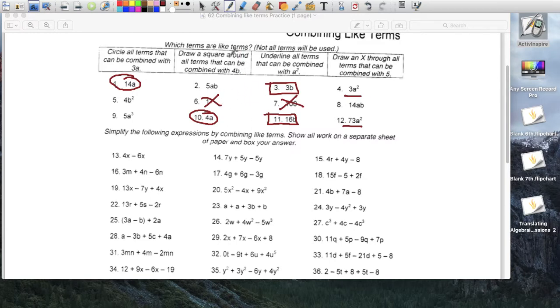Okay, that's easy. So this one, I'm pretty sure I asked you, I changed the subtraction to addition. So 4x plus 6x, that one's simple, it's just 10x.